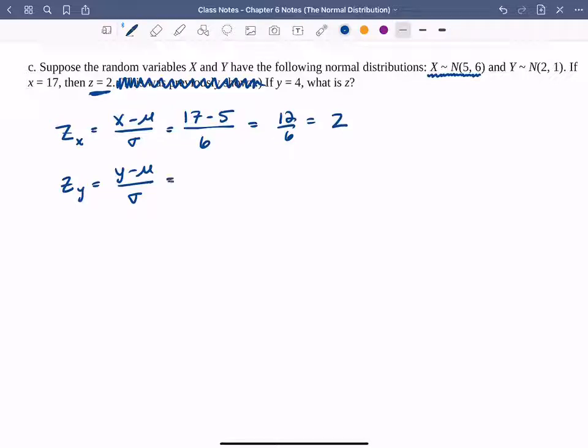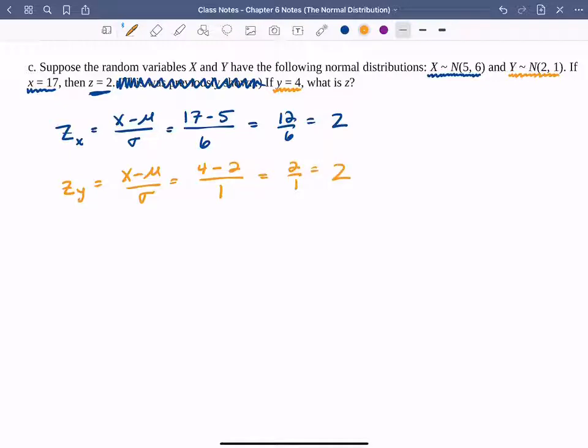And our y now is 4. I guess I could do this. Let me just change this really fast. So here is what we're doing now. And then our y value is 4. So we have 4 minus, and our mu is 2, and our sigma is 1. We have 2 over 1, which is just 2.